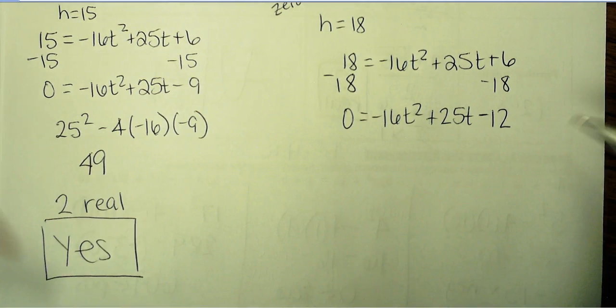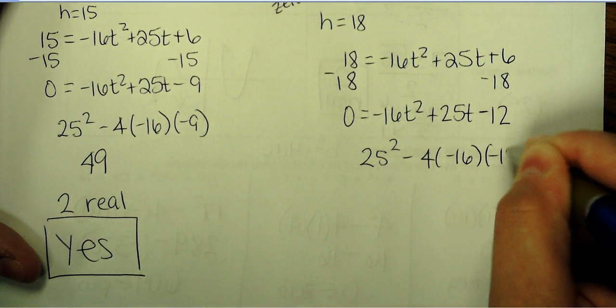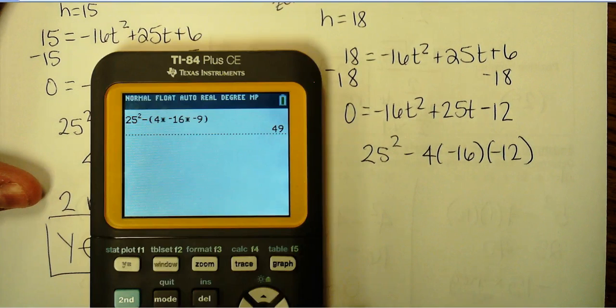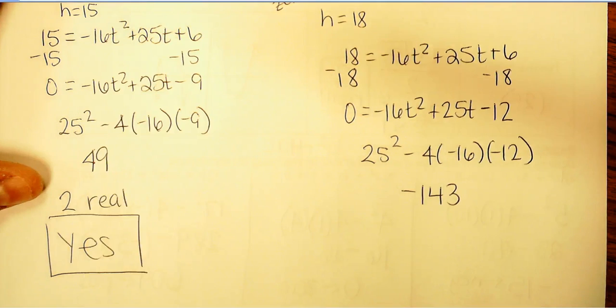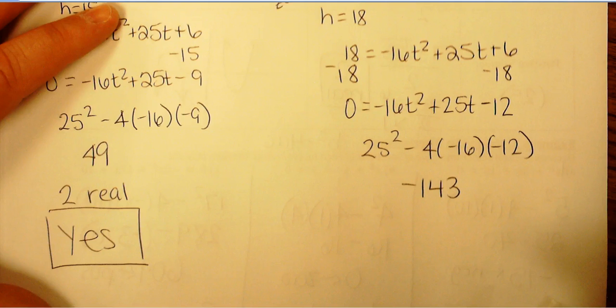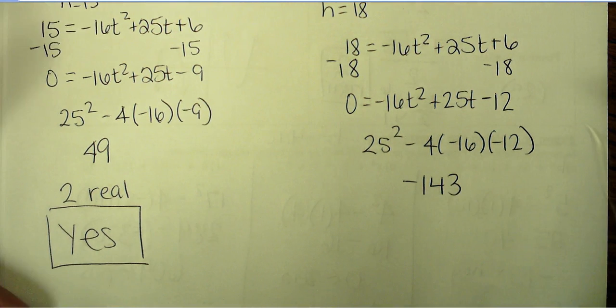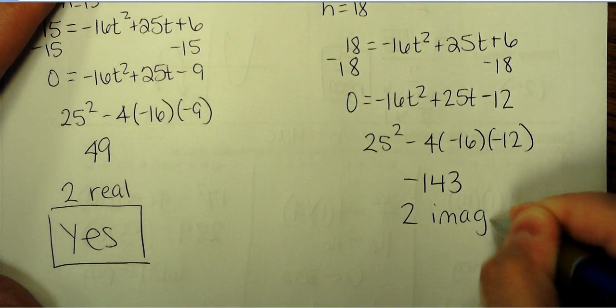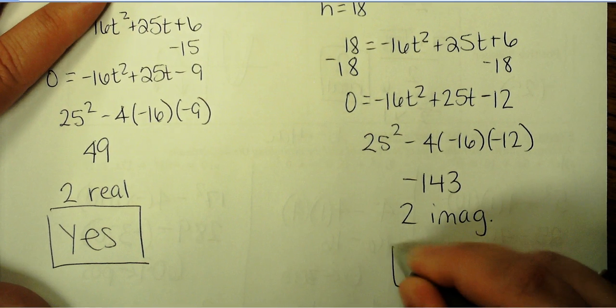So your b squared, 25 squared, minus 4 times a times c, where a is negative 16 and c is negative 12. I'm going to type that in again: 4 times negative 16 times negative 12. Here I got negative 143. Again, this is not the answer. The answer is, how does that answer the question in terms of the discriminant? This is your discriminant. If this is negative, this has 2 imaginary solutions. So it's not going to be possible for that ball to go over the wall unless we have a real solution. So my answer here would be no.